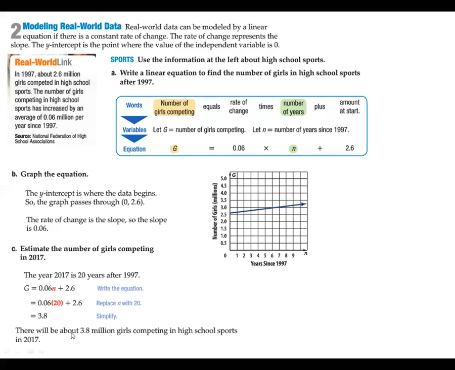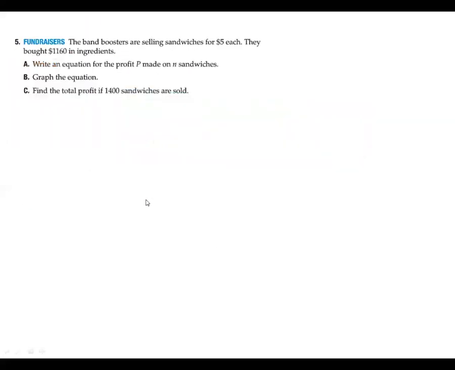Now the answer is not just 3.8, it's 3.8 million girls competing in high school sports, because the numbers are given in millions. Alrighty, so the Band Boosters are selling sandwiches for $5 each. They bought $1,160 in ingredients. Write an equation for the profit made on N sandwiches.